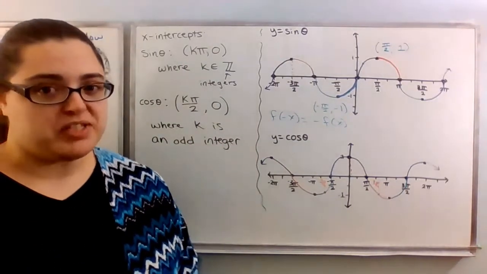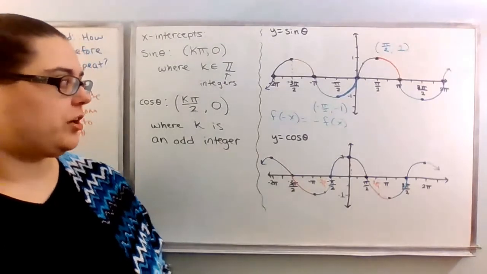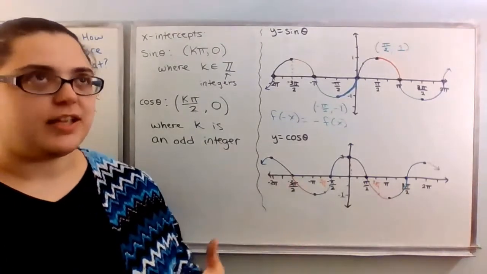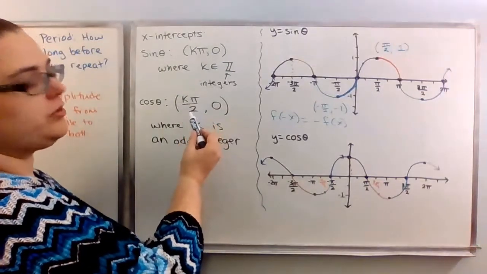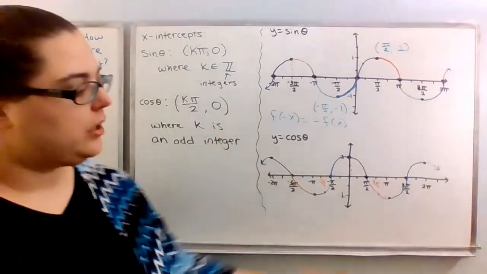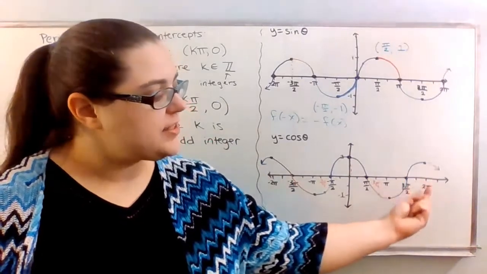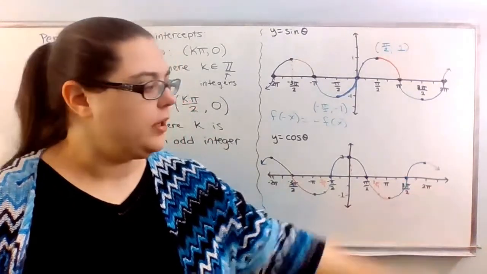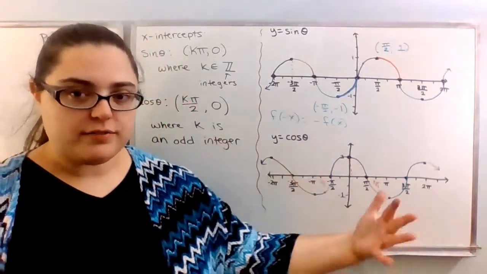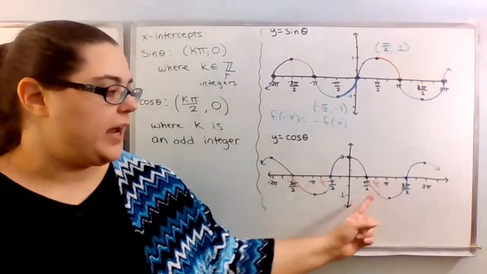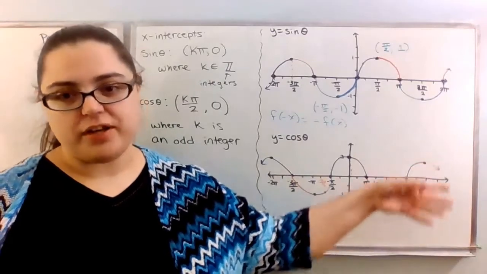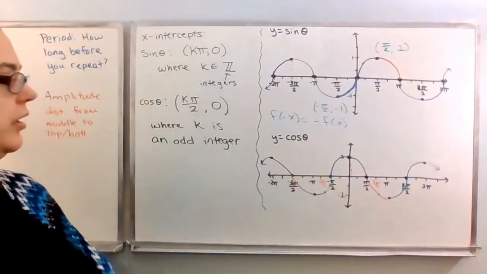So the reason I need to specify that k is an odd integer is because if k is even, let's say k is 4. If I do 4 pi over 2, that'll reduce to 2 pi. And at 2 pi, cosine does not have an x-intercept. It only hits at the pi halves, where the denominator doesn't divide the numerator. So 1 pi halves, 3, 5, 7, 9, etc.